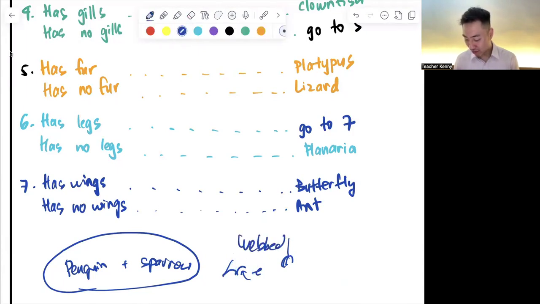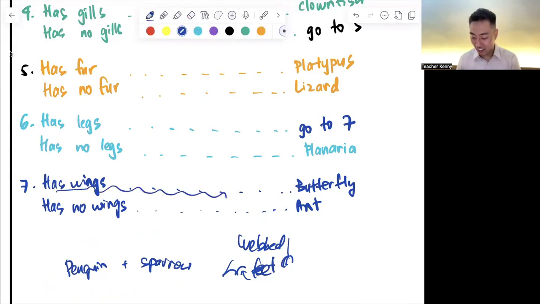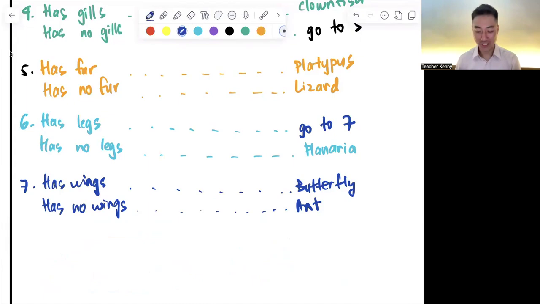W-E-B-B-E-D, webbed feet. Teacher, how am I supposed to know this one? This one really isn't supposed to give you that mark because you really can't think, so it splits out those who deserve that mark. The duck feet thing, you cannot write that, right? Has the duck feet thing, does not have the duck feet thing, I cannot. So it's called webbed feet. There will be one or two questions like that.